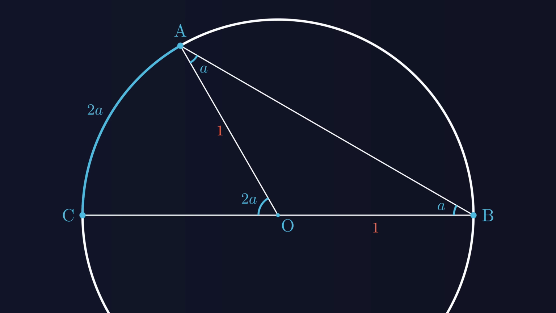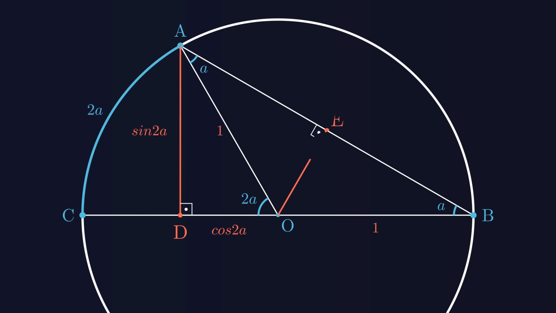Now let's draw a perpendicular line from point A. Can you tell me what's the length of this line we just drew? To find the opposite side, we multiply the hypotenuse by the sine of the angle. So the length of this line is sine of 2 alpha, right? Similarly, the adjacent side, DO, is cosine of 2 alpha.